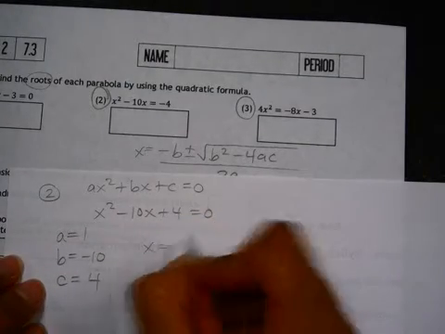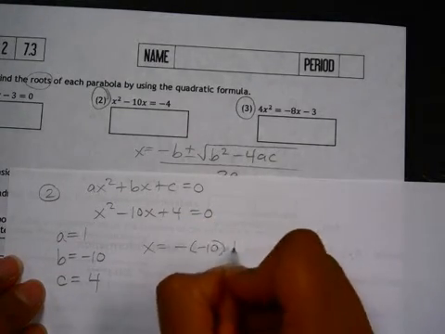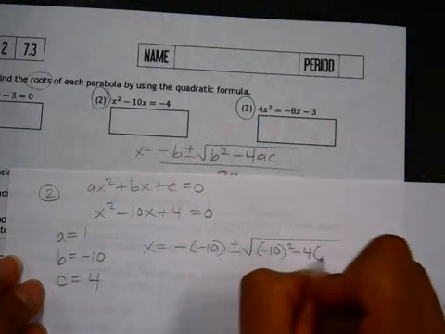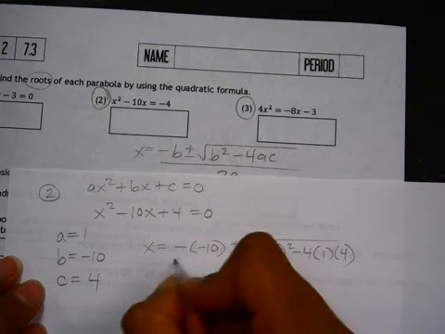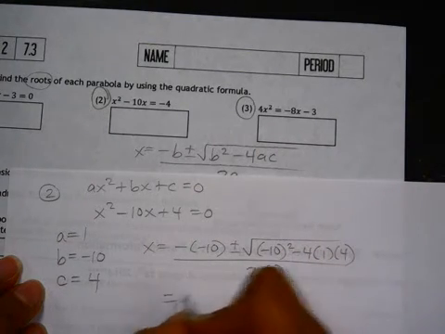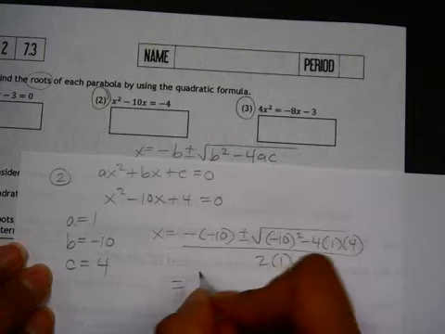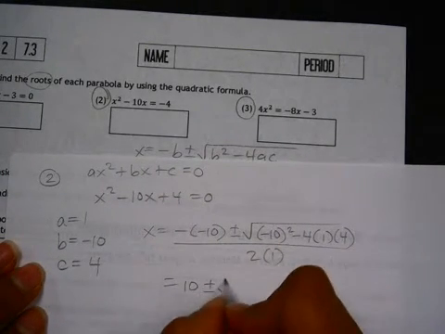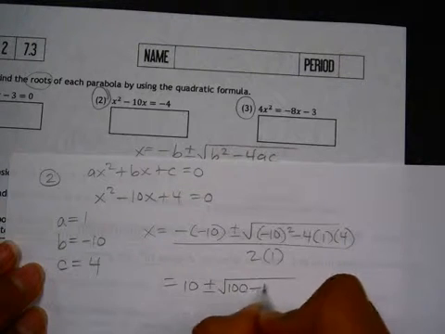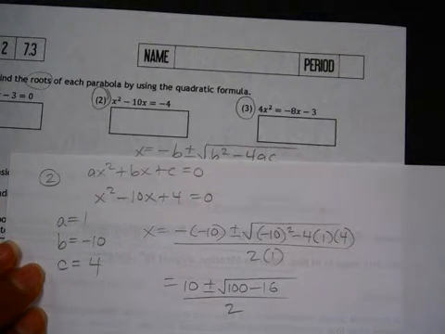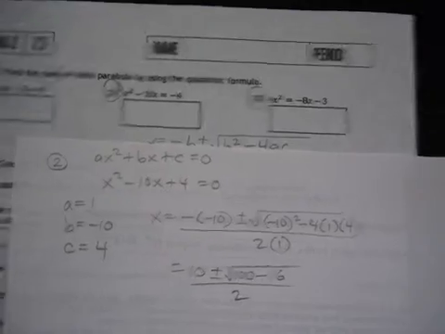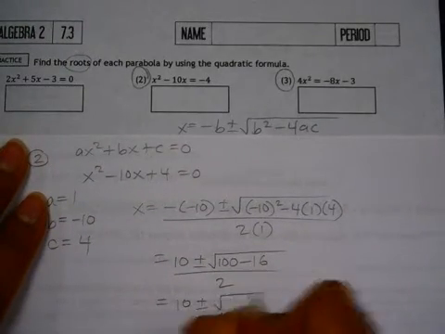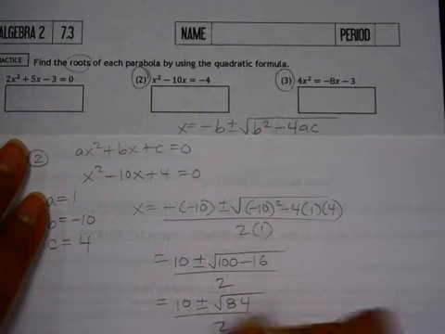Plugging into the quadratic formula gives us negative b plus or minus the square root of b squared minus 4ac over 2a. I want to simplify that as much as possible, so this would be positive 10 plus or minus the square root of positive 100 minus 16, over 2, equals 10 plus or minus the square root of 84 over 2.